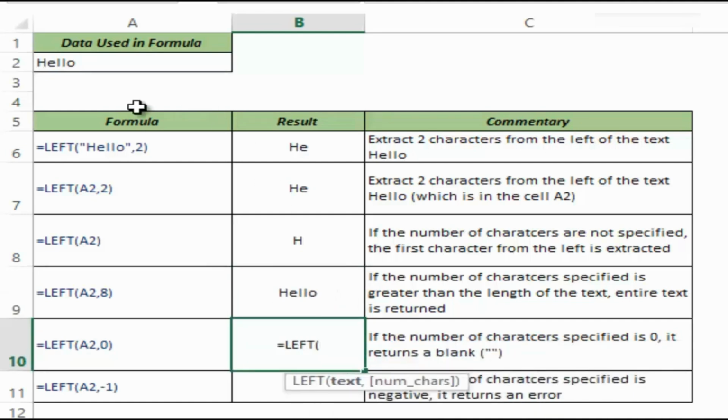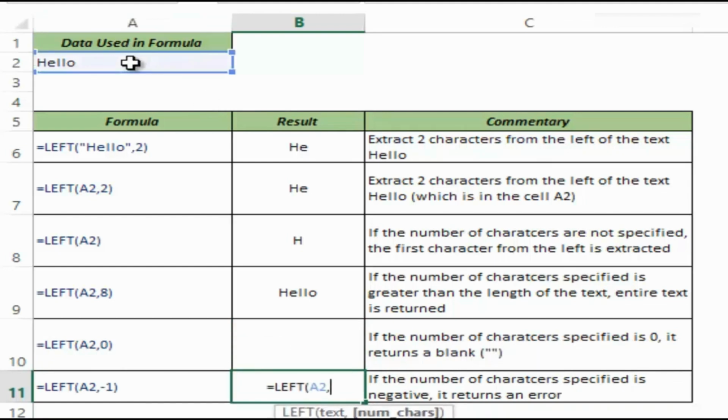And if I make the number of characters the value 0, then it returns an empty cell. While I can put a positive number or 0 as the number of characters, it does not allow you to give it a negative number as the number of characters, or else it would return a value error here.